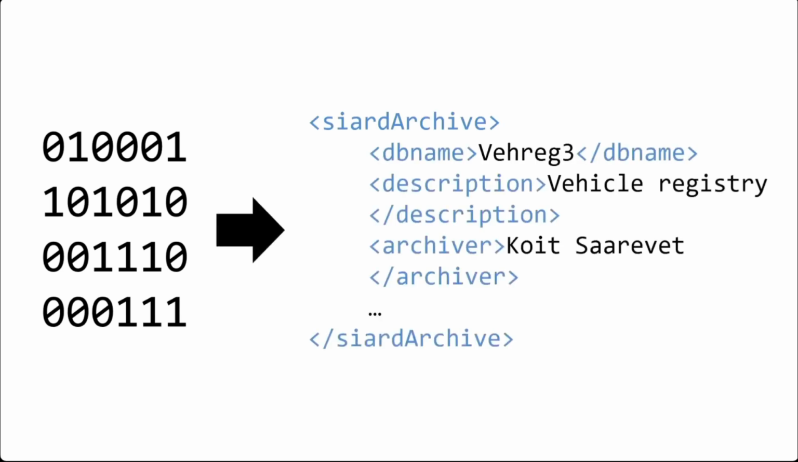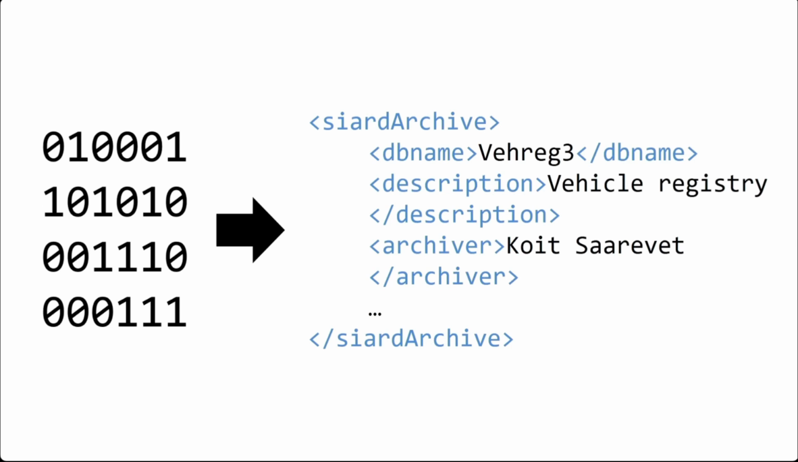We transform these proprietary zeros and ones into a totally open text file in XML format, and specifically an XML format called SIARD, which is designed for database preservation. SIARD is perfectly standardized, perfectly structured, and perfectly machine readable. But in addition to that, when you pay attention to those XML tags, you notice that it's also mostly human readable. Like the tag DB name hints at the database name, or the description hints that this might be the description of the database.